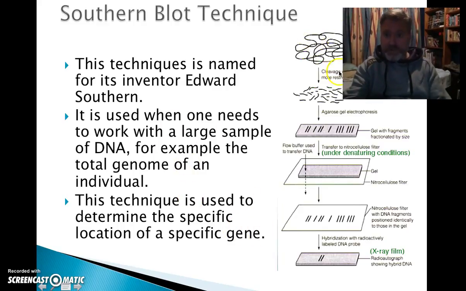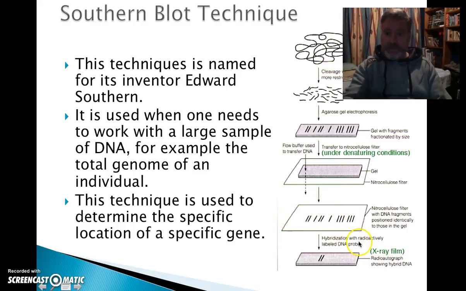So we've got our DNA molecule. We've used a restriction enzyme, or more than one, to break it all up. We've put that into an agarose gel, electrophoresis, and run that. And those fragments, of course, will move to different places according to size. We transferred that then to nitrocellulose filter. So there's the gel, there's the filter paper, and we get these lovely bands of marks along the filter paper.